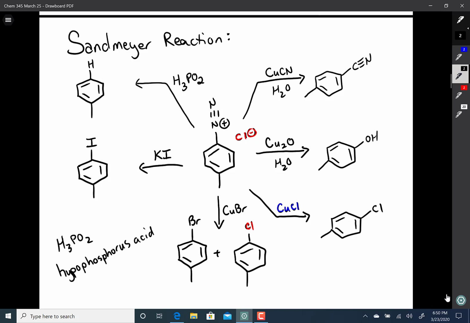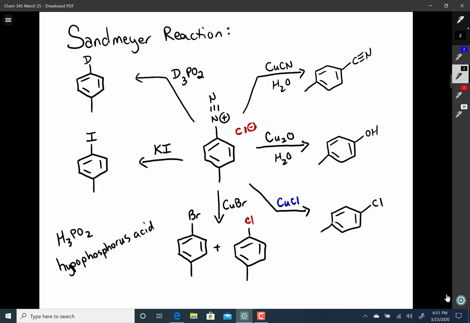Now, this might seem like it's not a big deal. It might even seem like a silly reaction given how many steps we do to put on that diazonium. But this is a way that we have to actually incorporate deuterium onto a benzene ring. It's not the only way, but it's a good way of doing it.